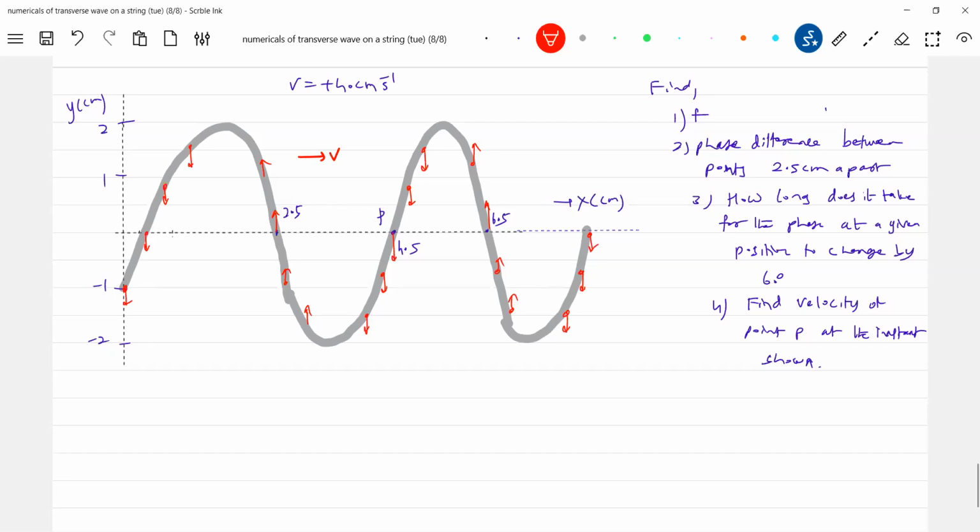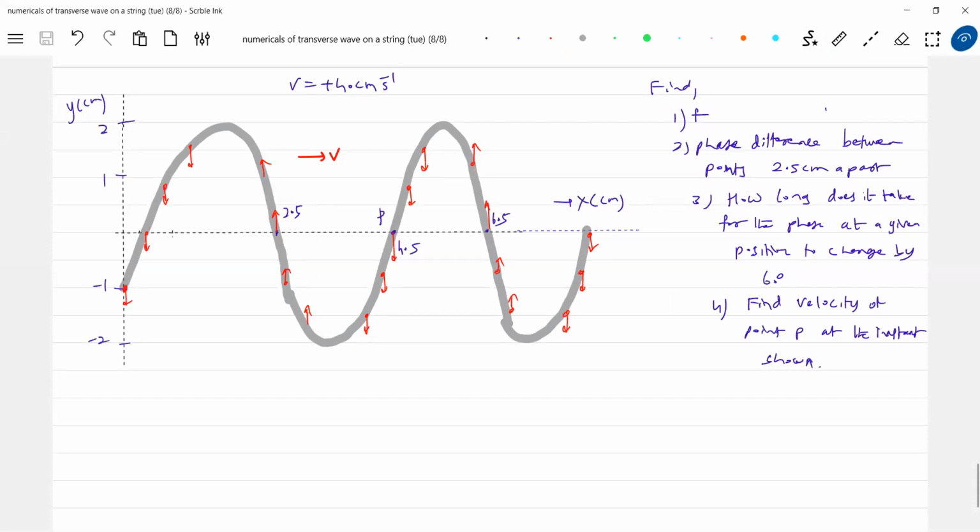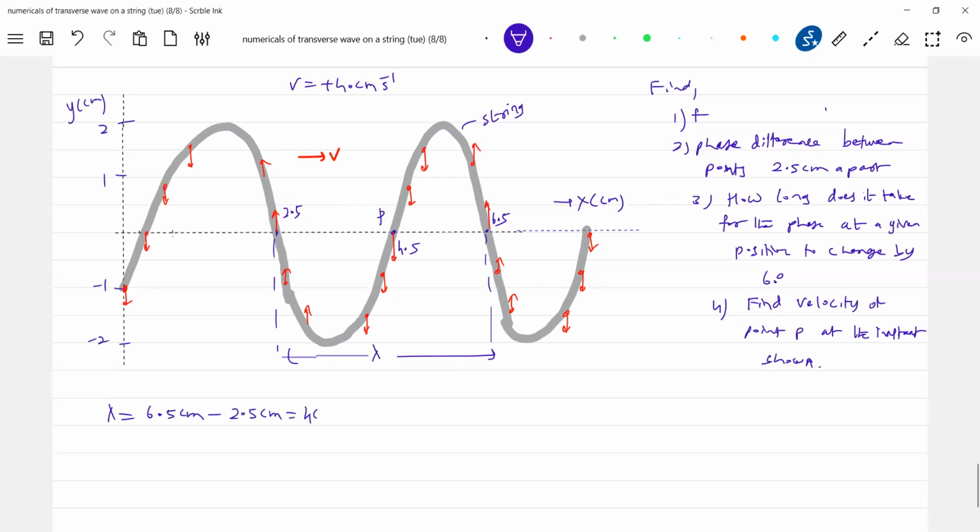Okay, now we know, can we get the wavelength? Distance between 2 points on a string which have the same phase. I think 2.5 and 6.5 points are having the same phase, so I'll take this to be lambda. What is lambda? 6.5 centimeter. Okay, lambda, I got it.